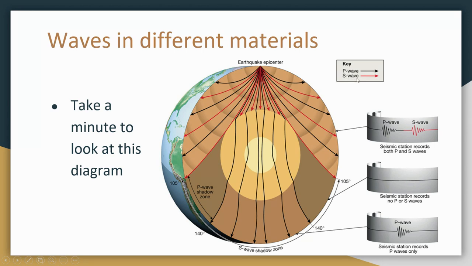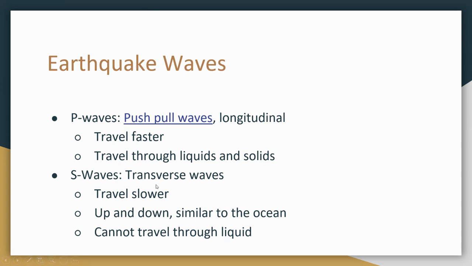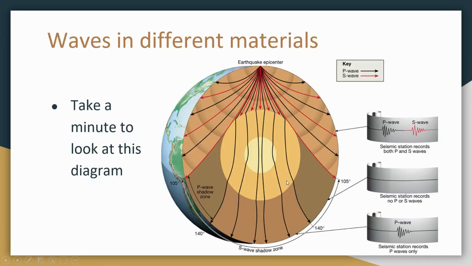So I said that primary waves travel through liquids and solids, and S waves travel through only solids, or they can't travel through liquids. So take a minute to look at this diagram and tell me what you can discover about it. Pause the video here.